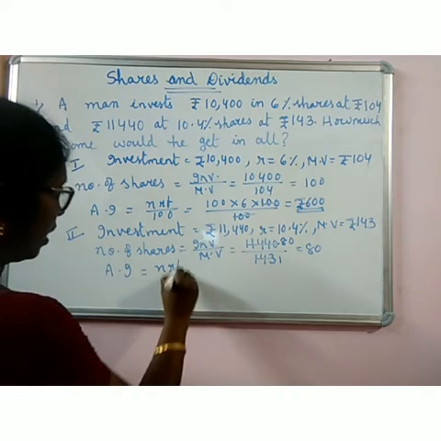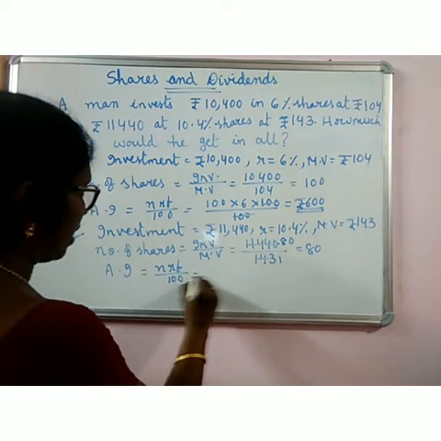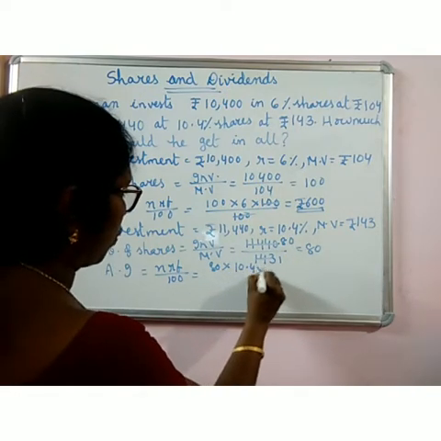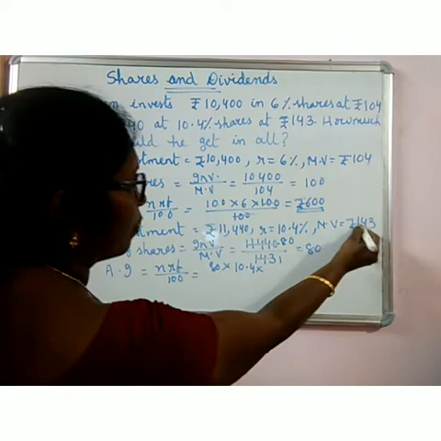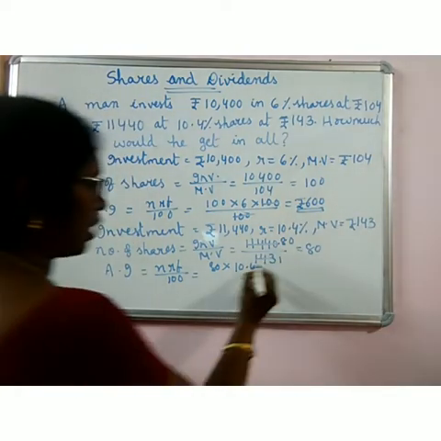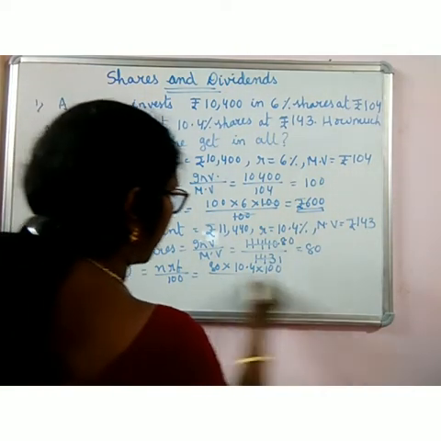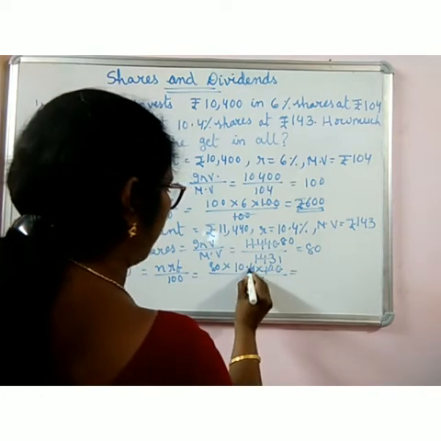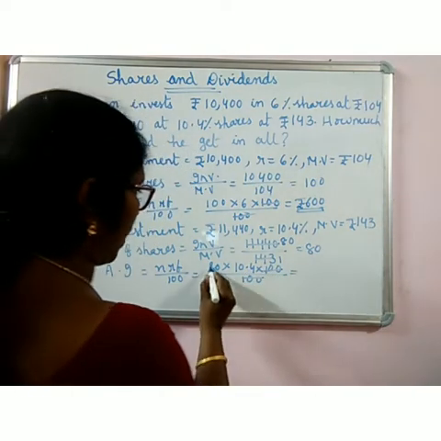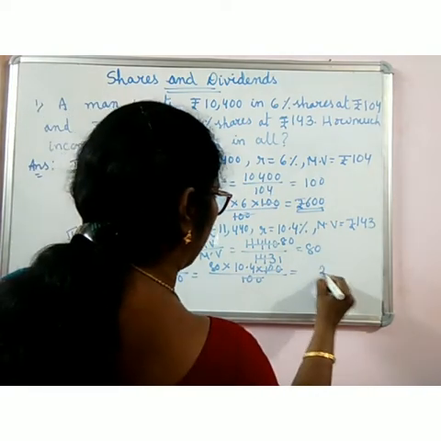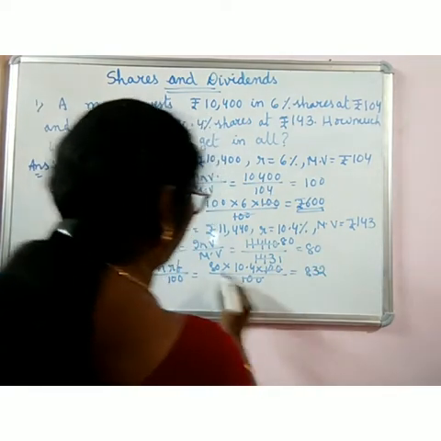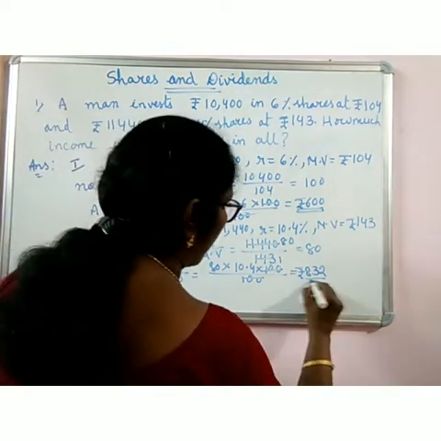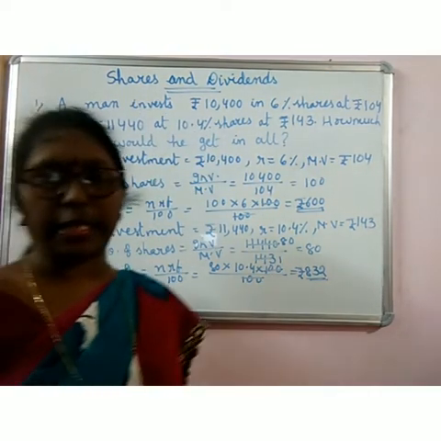Same formula, NRF by 100. Here number is 80. Rate of dividend is 10.4. Again here 143 rupees is the market value. You have to take 100 rupees as the face value. Then you will get, after 1 plus decimal is there, so this 0 I am not writing. 8 4s are 32, 3 8 1s are 8. So in the second case, annual income is 832 rupees.